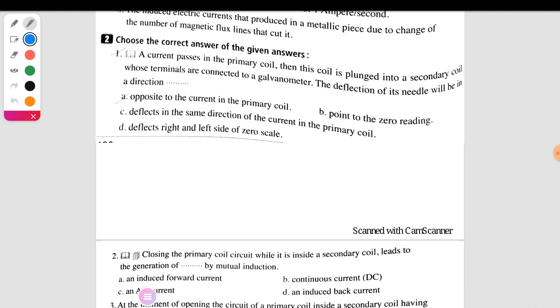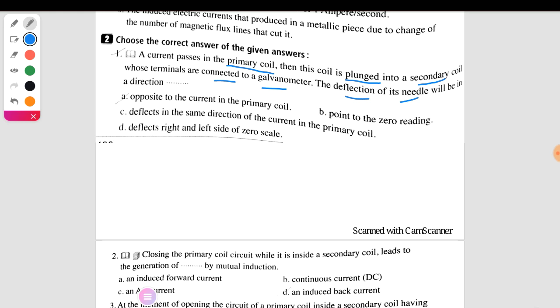Choose the correct answer from the given answers. Current passes in the primary coil, which is placed inside the secondary coil, whose terminal is connected with the galvanometer. The deflection of the galvanometer needle will be in the direction opposed to the direction of the current in the primary coil, point to the zero reading, deflect in the same direction of the current in the primary coil, or deflect right and left side of the zero scale.